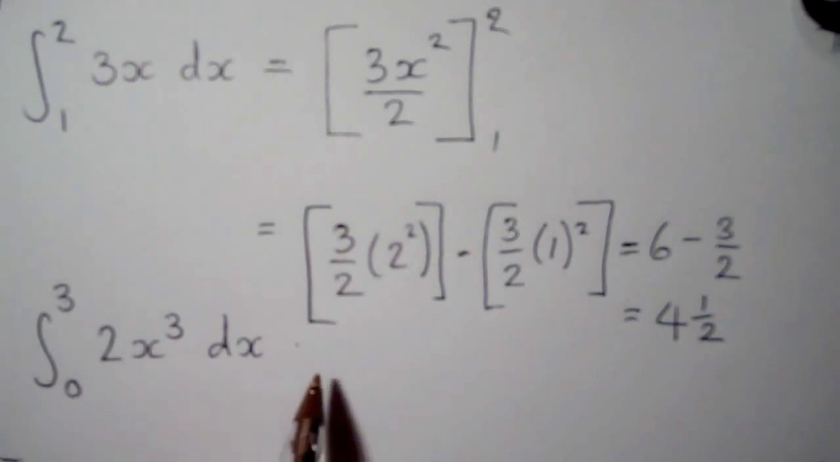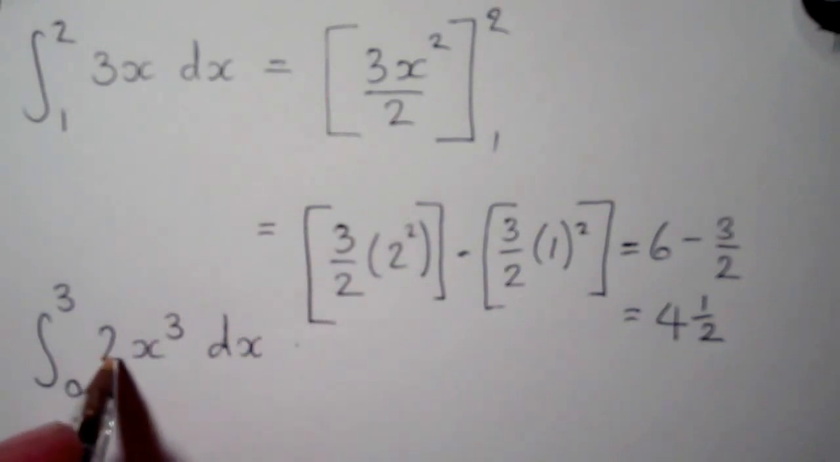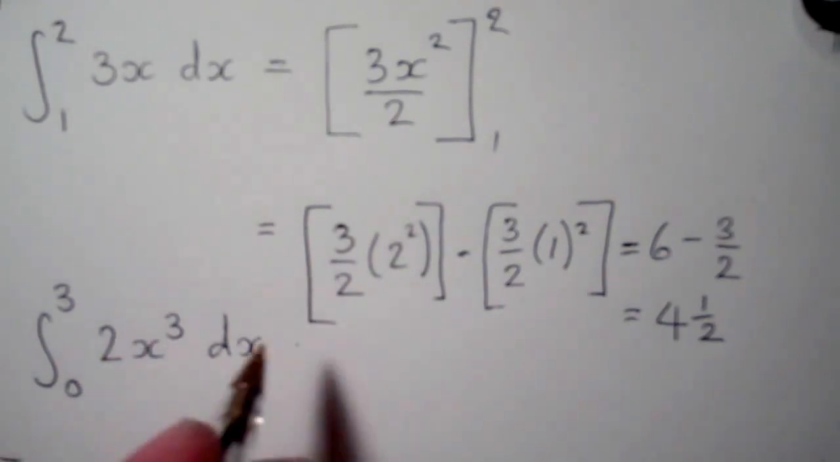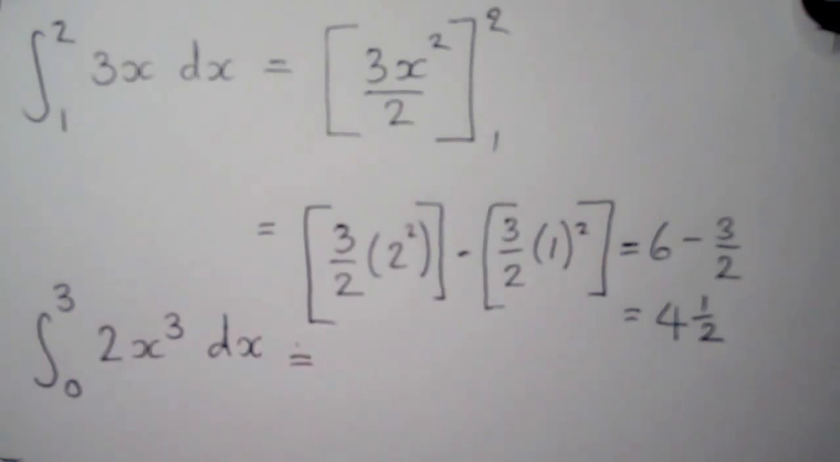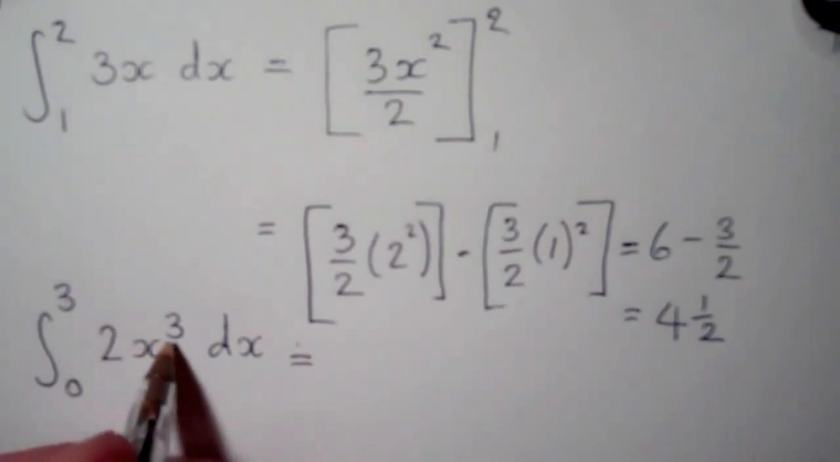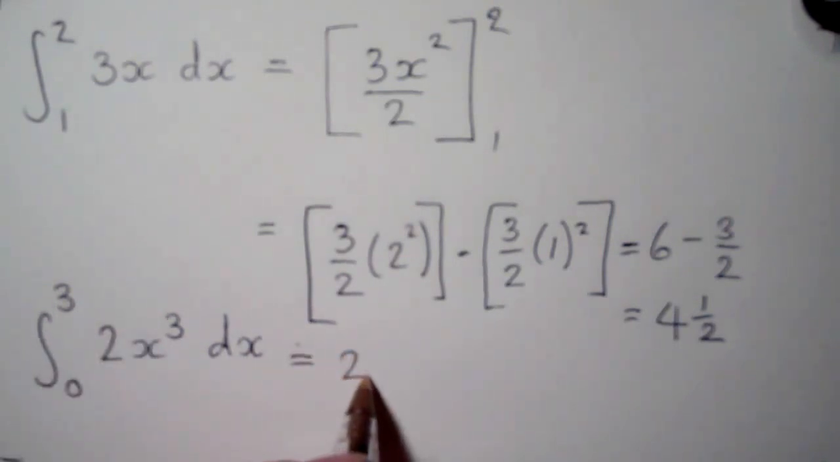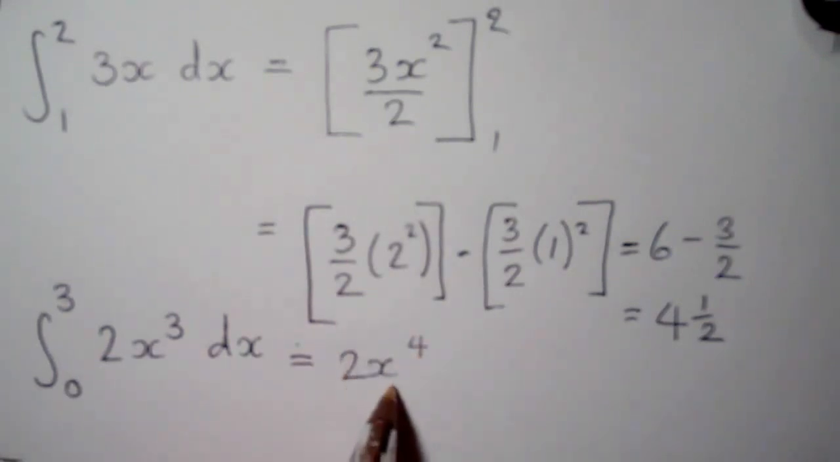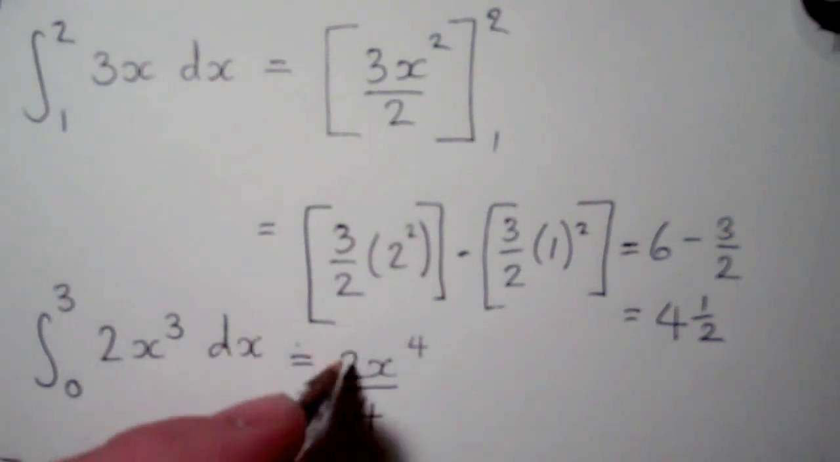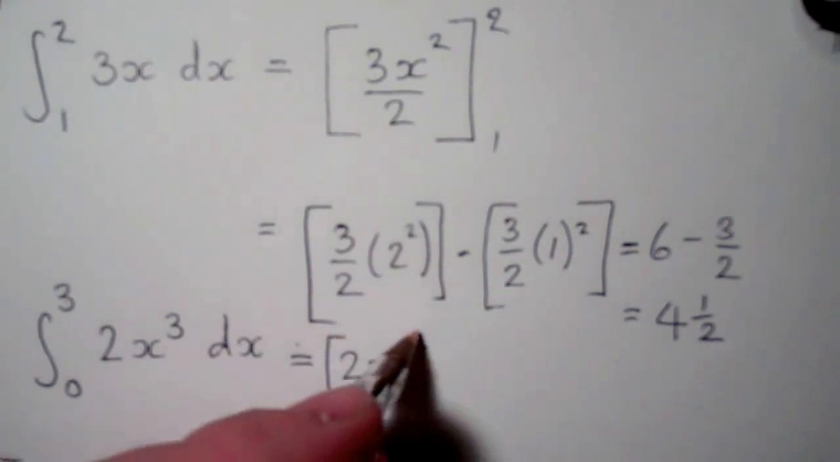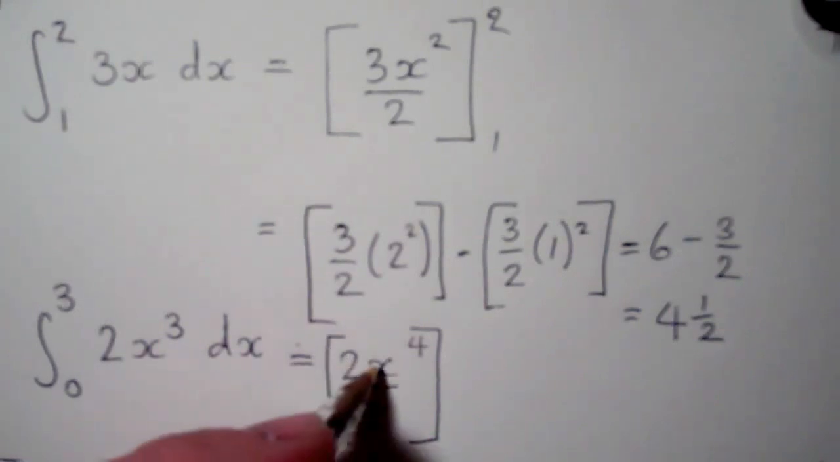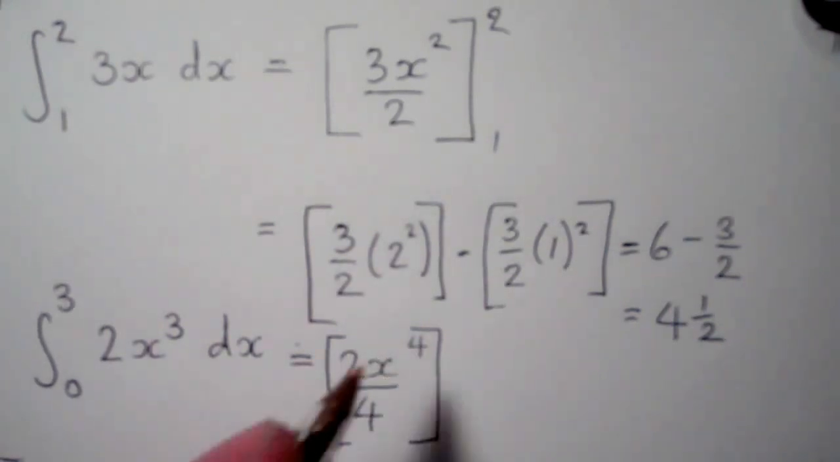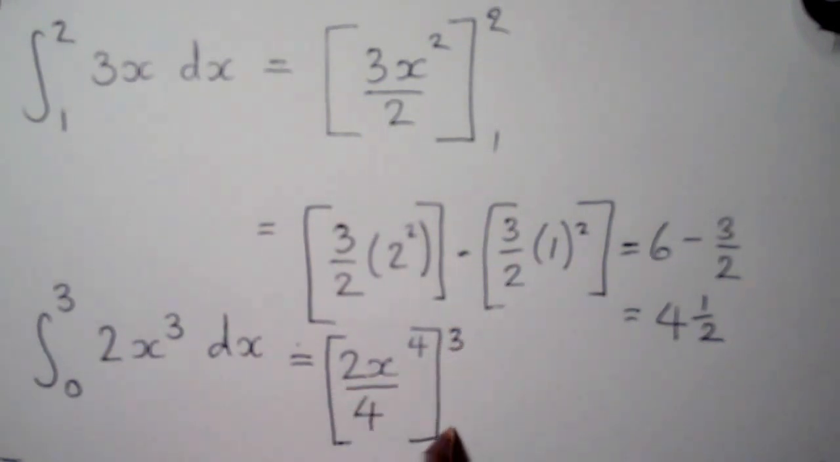Okay, next one. I haven't left myself a lot of space for it, but it's fairly straightforward. So 2x cubed is the integral to compute. I'll do it a little bit lower. Add 1 to the power, so 3 goes to 4. 2x to the 4, and then divide by the new power, so that's 2x to the 4 divided by 4. Of course that actually simplifies to give you x to the 4 over 2, and that has limits of 3 and 0.